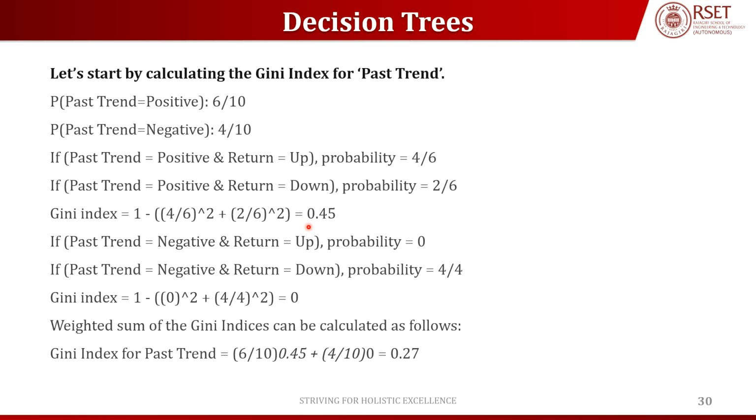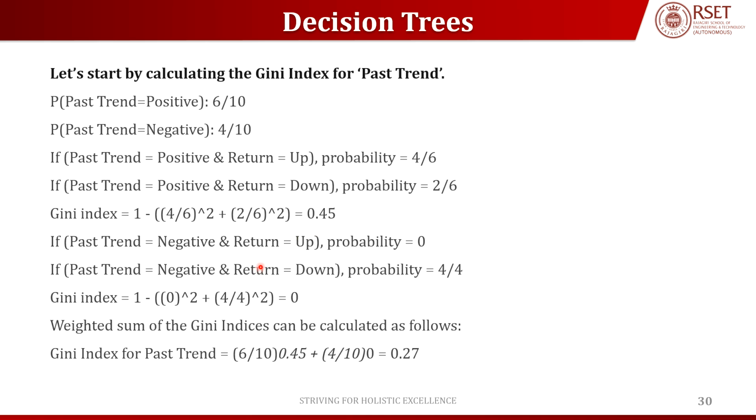So here is the Gini index calculation for the past trend feature. The data is split. Past trend has two values, positive and negative. Calculate the Gini for positive. Out of these, 4 have returned up and 2 have returned down. So the probabilities will be 4 by 6 and 2 by 6. And Gini is 1 minus (4 by 6 square plus 2 by 6 square), that is 0.45.